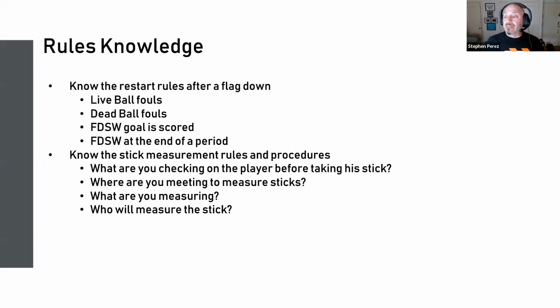All right, know the stick measurement rules and procedures. A good pregame thing is deciding who's going to do it. There seem to be variations across the state. What are you checking? In high school, we have to do a safety or equipment check as we're doing the stick measurement. So when you approach a player, be prepared to check all the required equipment. You can't just grab the stick and walk away.